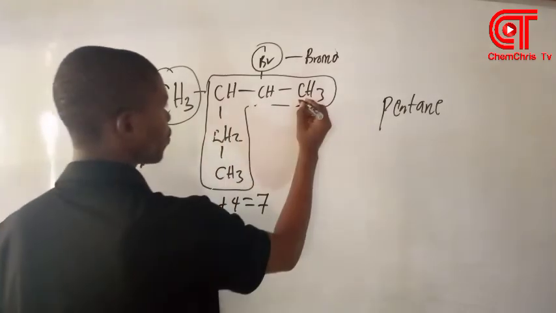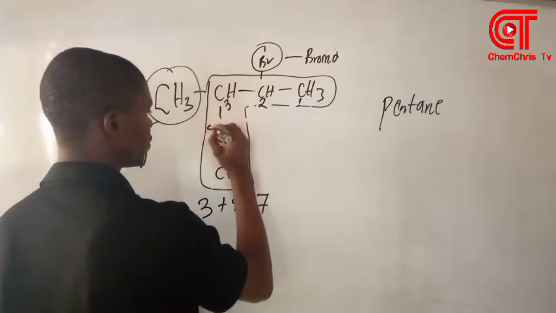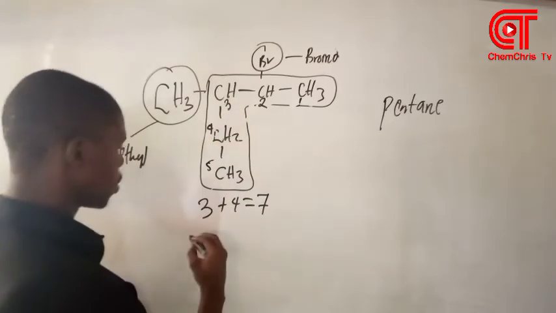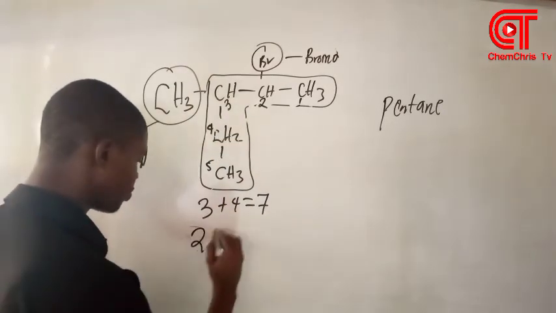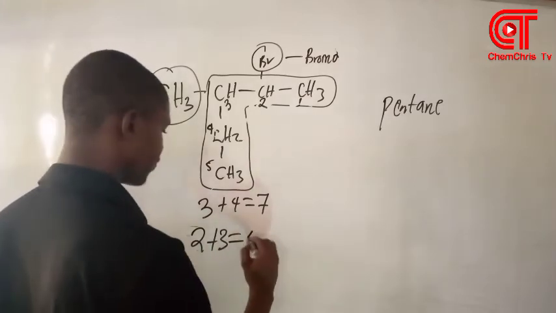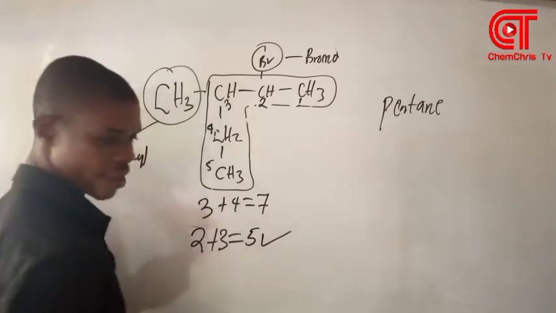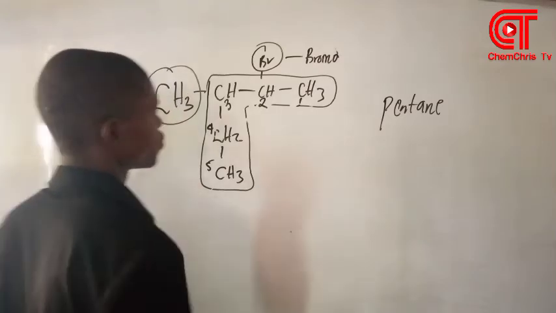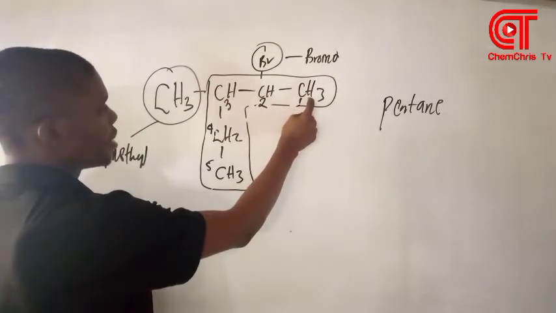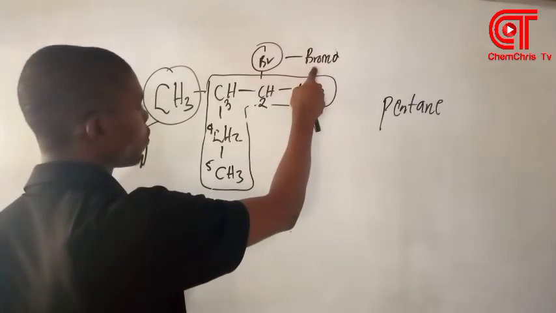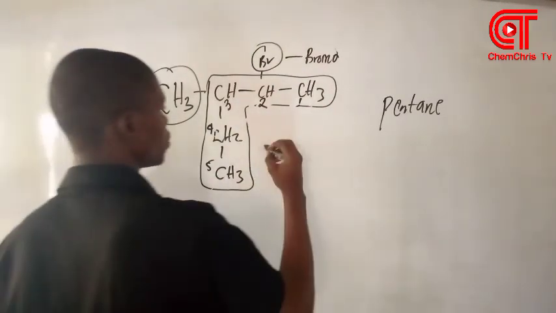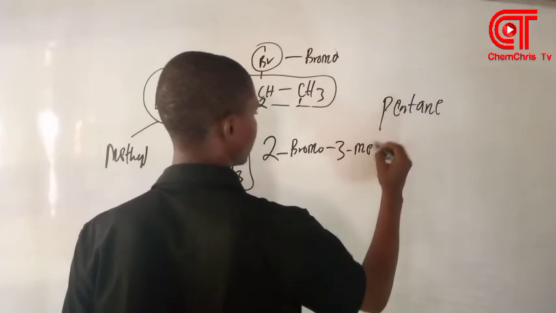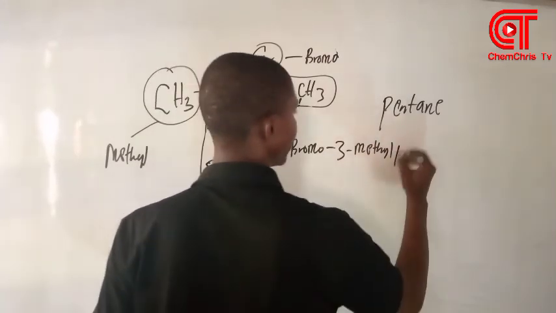So we start from here. 1, 2, 3, 4, 5. So carbon number 2 and carbon number 3 have substituents, which is 2 plus 3, which is 5. Because that 5 is the lowest, we are starting our numbering at this point here, right? Now, bromo will come before methyl. So the full name is going to be 2-bromo, 3-methyl, pentane.